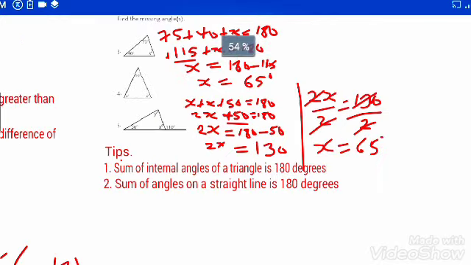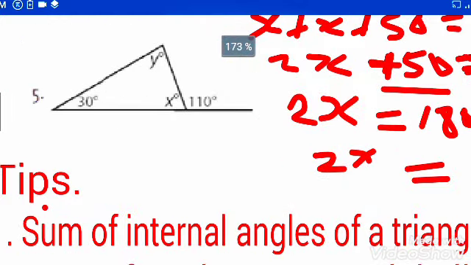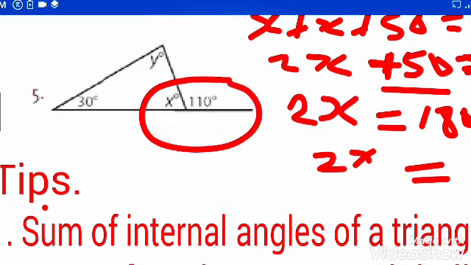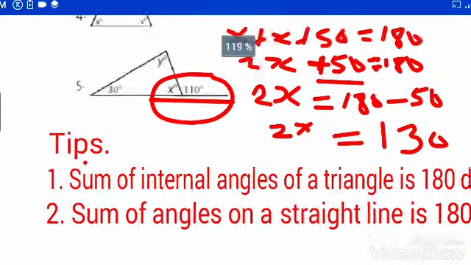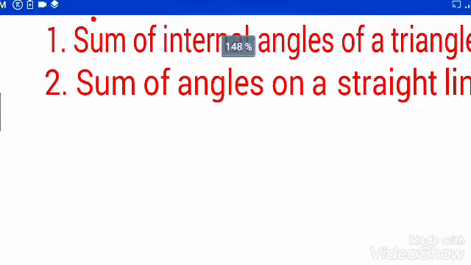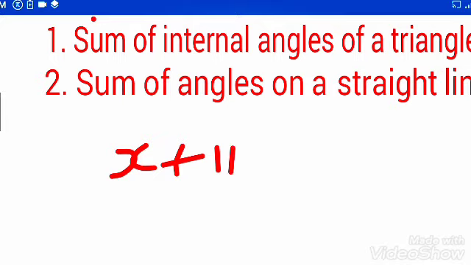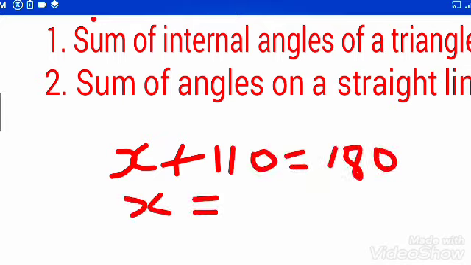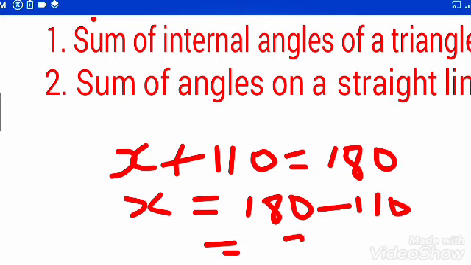Alright, let's look at the third one. Now there are two simple ways of solving this one. I'm going to go with the simple one first. This is a straight line. We have two angles, and we said that the sum of angles on a straight line will be 180. So from here we're going to have x plus 110 equals 180. We collect like terms. x is going to be 180 minus 110, and that gives us 70.